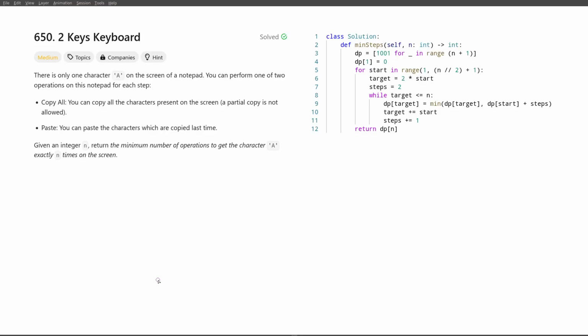Hello everyone, today we'll talk about the solution to the problem 2 keys keyboard. Feel free to pause the video and read the statement and we'll talk about the solution.